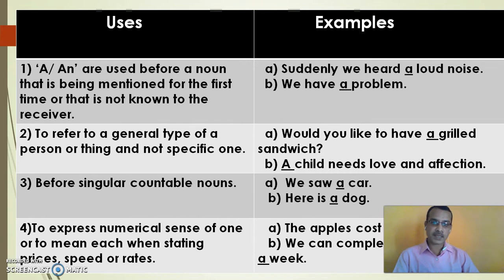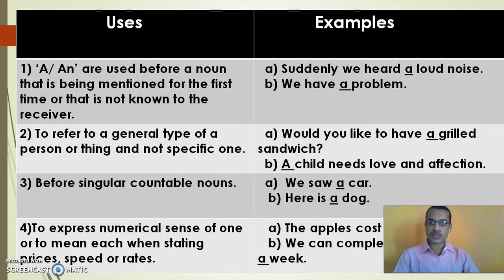In the second example, we have a problem. Look at the word. Problem is a singular word and it is also a countable word. We use article a before a singular countable noun. Try to remember this rule. This is a very important rule as far as the use of article a is concerned.